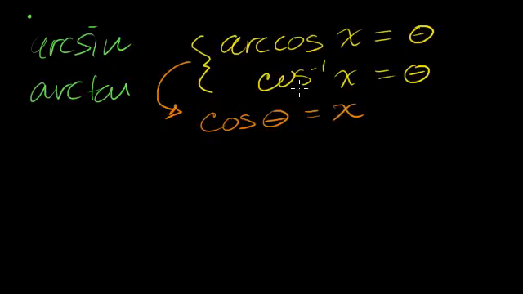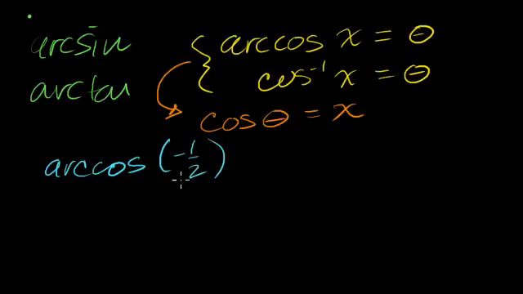If I say, what is the inverse cosine of x? My brain says, what angle can I take the cosine of to get x? So with that said, let's try it out on an example. I'm told to evaluate the arccosine of minus 1/2.